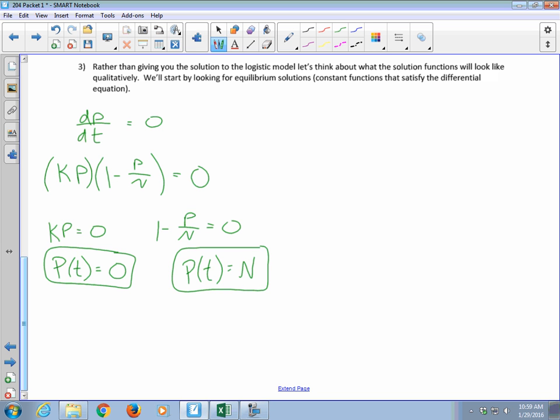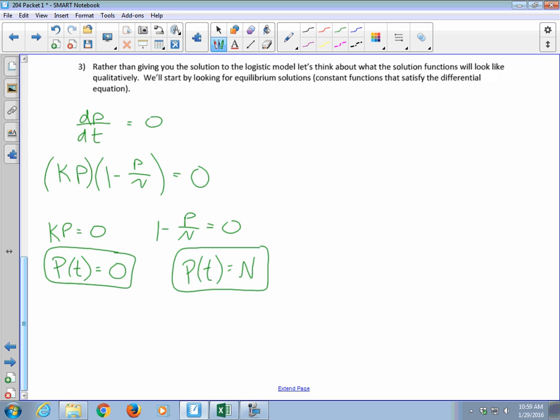So do those two functions make sense as equilibrium solutions? Yeah, if there were never any members, if the population size is always 0, it will never grow, because there are no members to reproduce. And if the population size is at its carrying capacity, it doesn't grow or shrink based on our assumptions. It will just stay at the carrying capacity forever. So those are our equilibrium solutions.